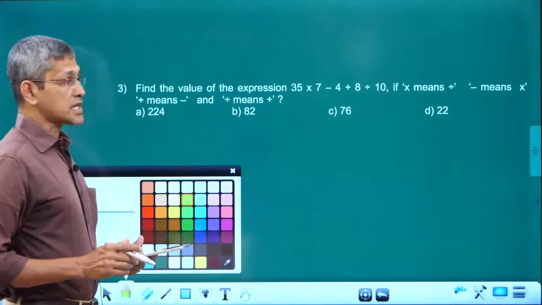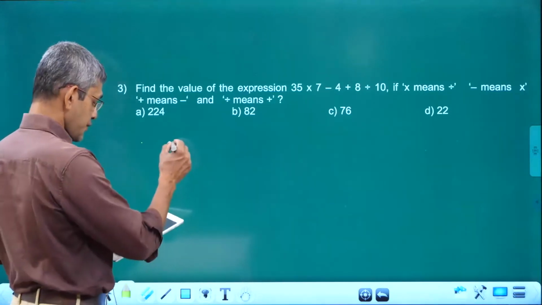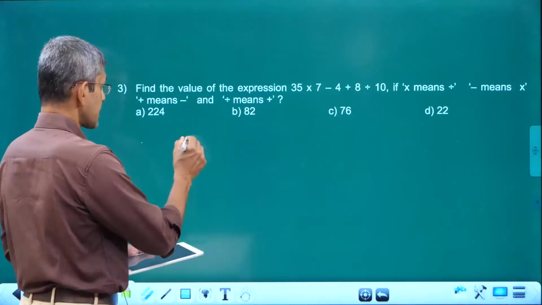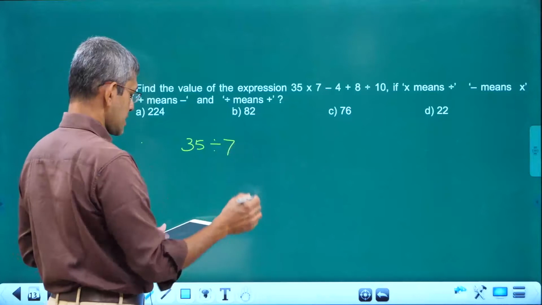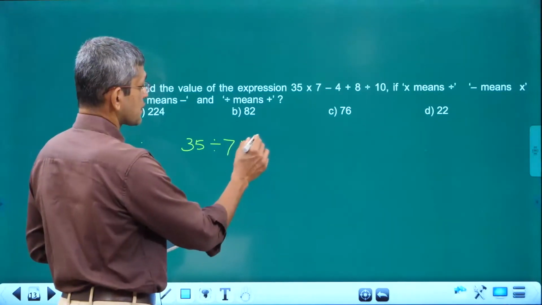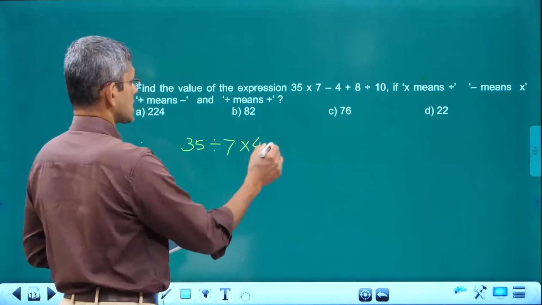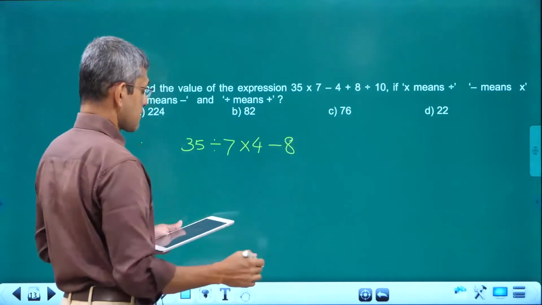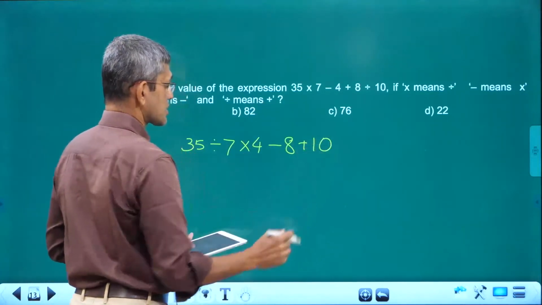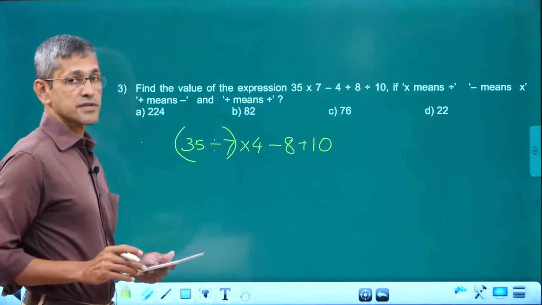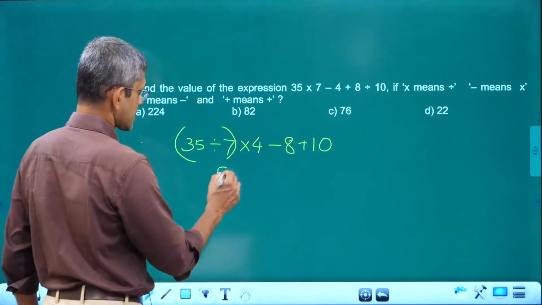Find the value of the expression 35 into 7 minus 4 plus 8 divided by 10. So when we change the signs, what we have here is 35 divided by 7, into 4, then plus, and plus means what? Plus means minus. Then we have 8, then division, and division means addition, 10. 35 by 7 first. So how do you do that calculation? 35 by 7, a simple thing, right? It is 7 into 5 is 35.